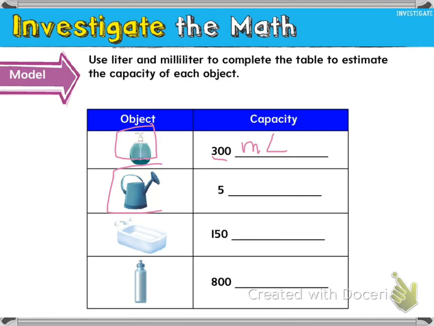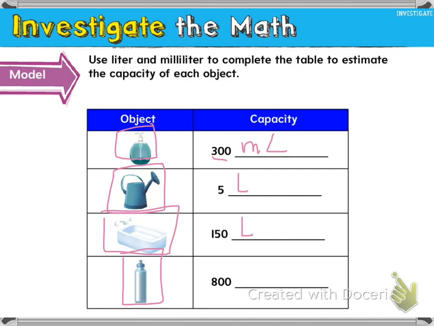Okay, how about this one, this watering can? 5 liters or milliliters? I think that is 5 liters, because 5 milliliters would not even be enough to water one little purple pansy. Okay? How about this bathtub right here? 150 liters or milliliters? I would say that that is 150 liters. Milliliters would not be enough to fill up a bathtub.